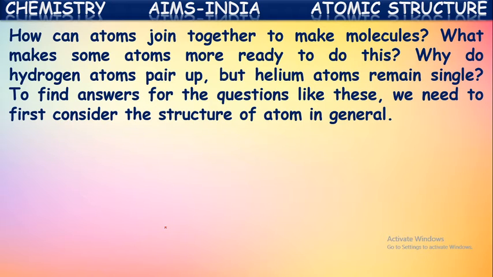To find answers for this kind of questions, we need to first consider the structure of the atom. What is the generalized structure of the atom? If we understand that, then we can get answers for all of these. Why are atoms joining together to form molecules or different compounds? Why are some atoms very ready to pair up easily, but some other atoms remain single? For all this, we get answers when we get an idea about the structure of the atom.